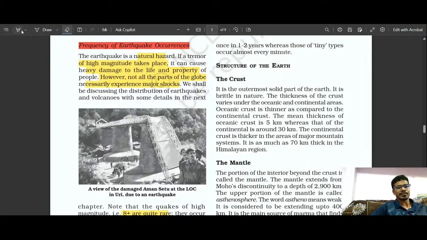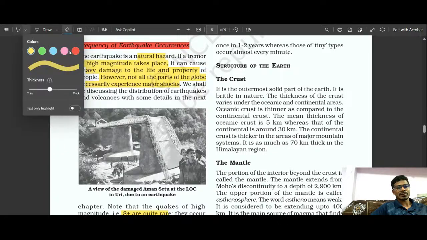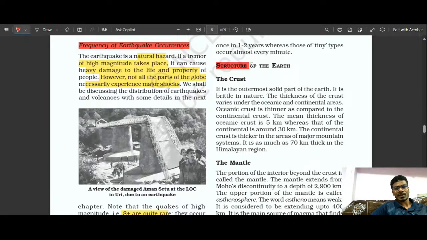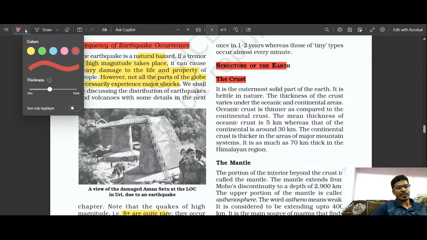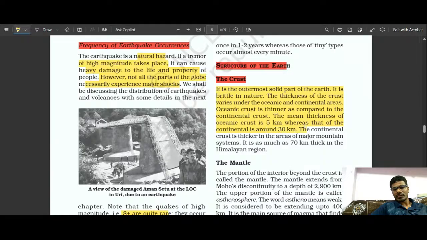The mean thickness of the oceanic crust is 5 kilometers, whereas the continental is about 30 kilometers. The continental crust is thicker in areas of major mountains, and it is as much as 70 kilometers thick in the Himalayan region.